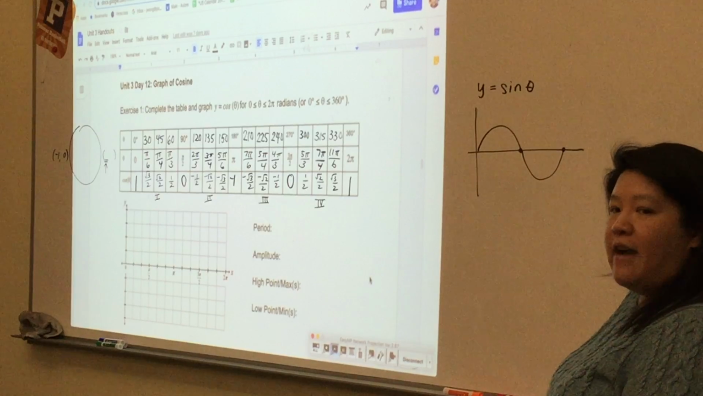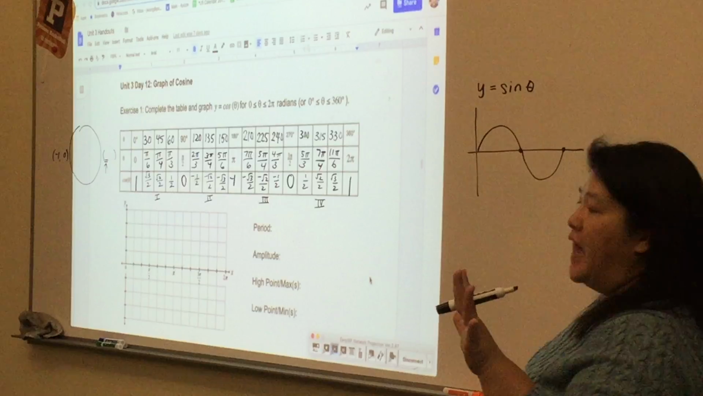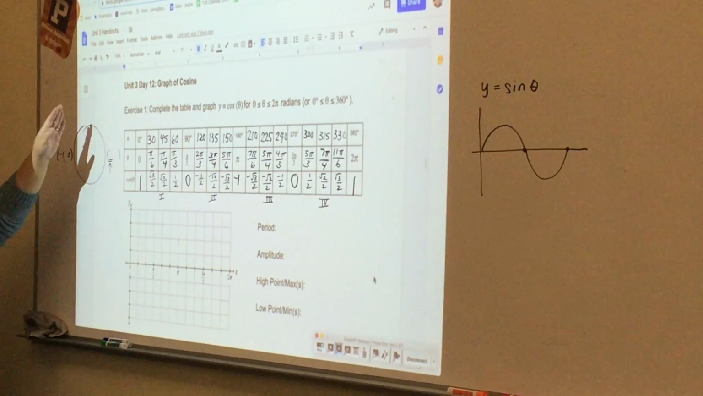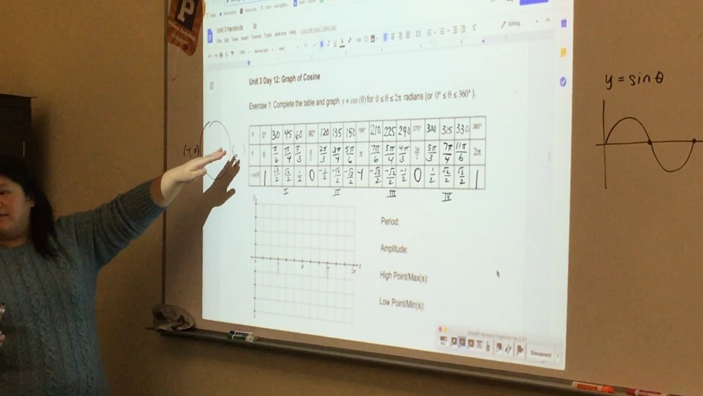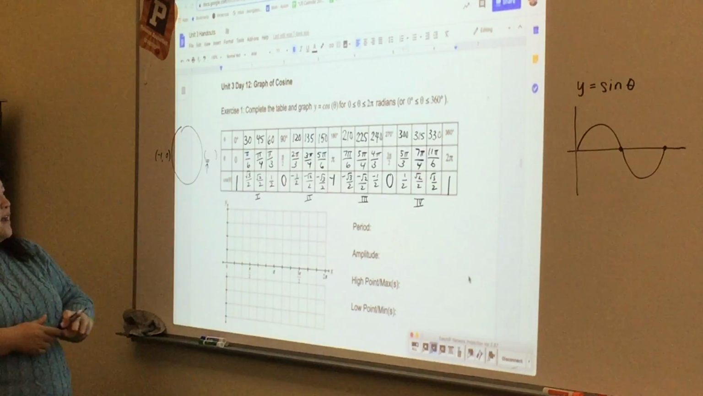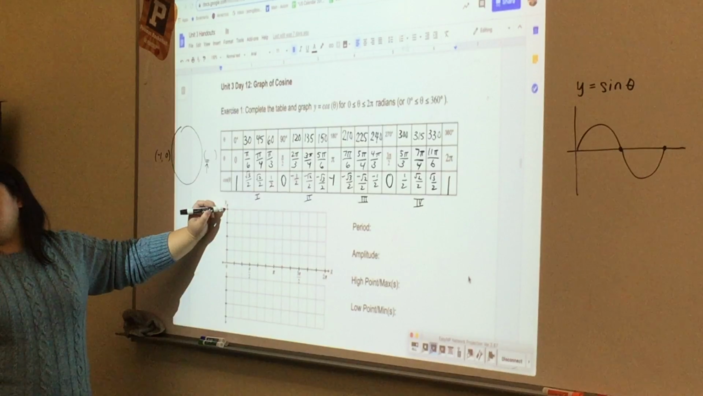Okay, are we ready to graph? All right, so I'm going to do the 5 main points. The 5 main points being the quadrant points, right? The 0, the 90, the 180, 270, and 360. Those are the nice easy ones because those are the whole numbers. So I'm going to graph that. I know that at 0, we're starting at 1.